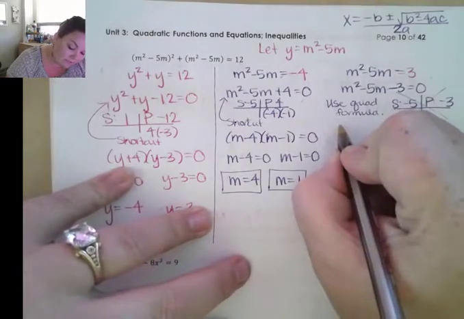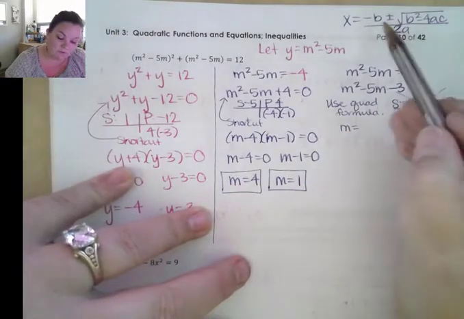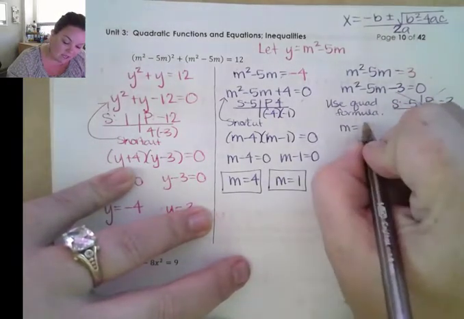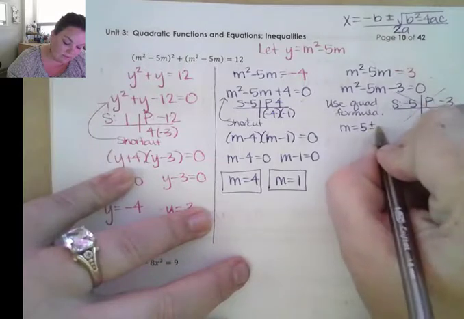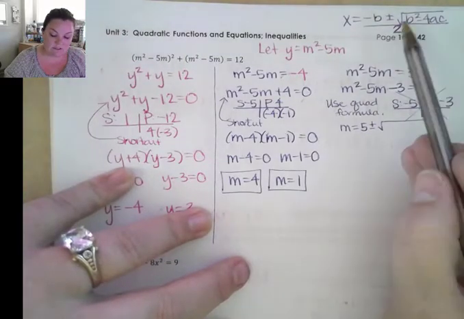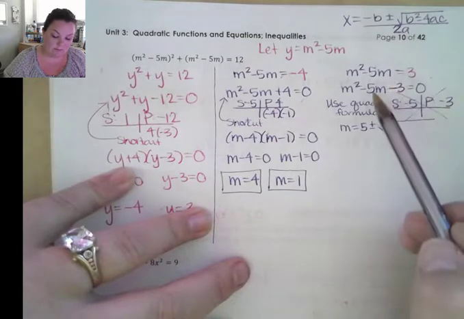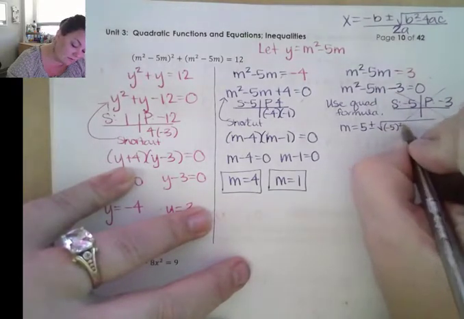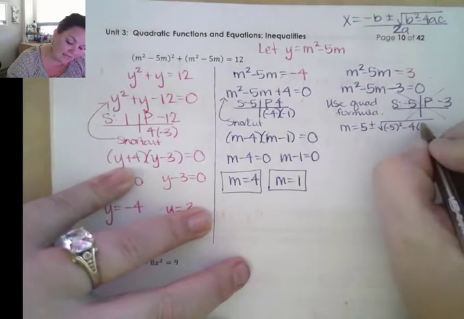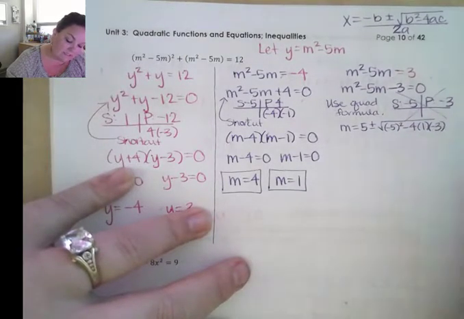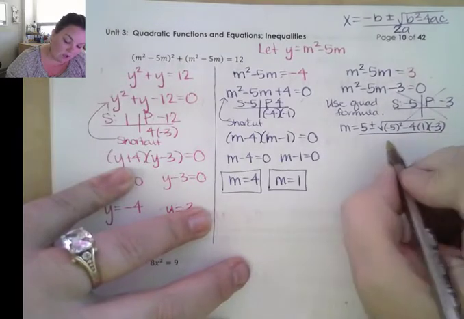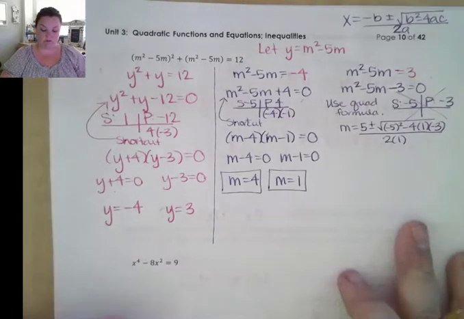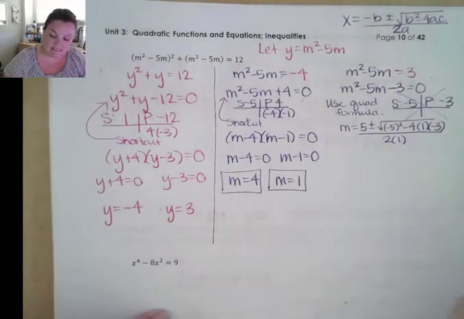So the quadratic formula says that m is equal to the opposite of b. So here my b is negative 5, so the opposite would be a positive 5, plus or minus the square root of b squared. So my b is negative 5, so negative 5 squared minus 4 times my a, which is 1, times my c, which is negative 3, all over 2 times my a, which is 1. Sorry, I'm having to squish it in here a little bit. Okay. And then we just need to simplify.